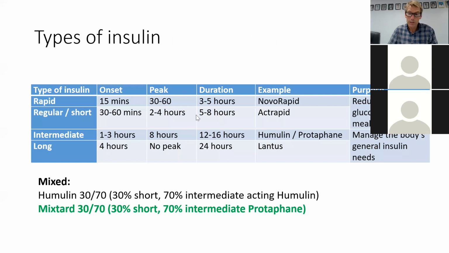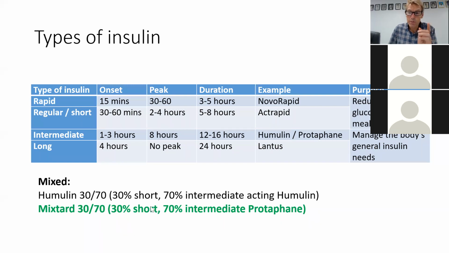Okay. The types of insulin, as I said, there are lots of different types, but you just need to know about the short-acting and the intermediate-acting insulins. And the Mixtard insulin that I mentioned is usually 30-70. Sometimes it's 50-50, short and long-acting. But the Mixtard typically is 30% short-acting and 70% intermediate-acting. The other way is to mix up the insulin yourself, but it's easier if you've got Mixtard insulin. That makes it a lot easier.